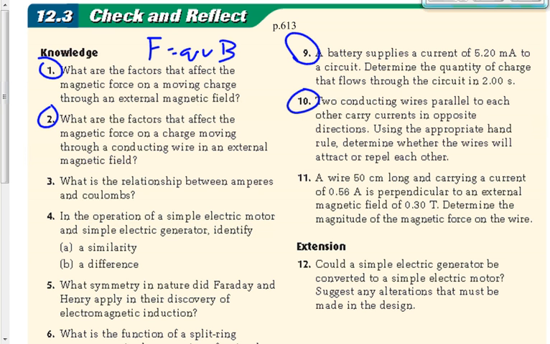Now I want you to look at that question again and answer it for me. What factors affect the magnetic force on a moving charge? Let's say 3 of them. What's one of them? The charge. What's another one? Yep. The speed of the particle, the speed of the charge. What's the third one? The magnetic field strength, right?